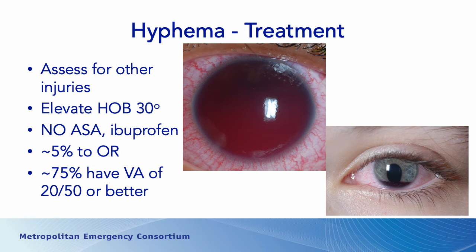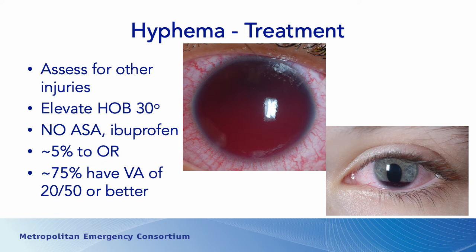How do we treat it? Well, we assess for other injuries, like I mentioned. Is there any evidence of injury to the face and so on? Elevate the head of the bed 30 degrees. What that does is allows the blood to start to settle. So this patient who's got this complete hyphema here, with 12 to 24 hours of just sitting or with the head elevated, this may settle down so that you see a blood level right here, but the upper part may be clear.